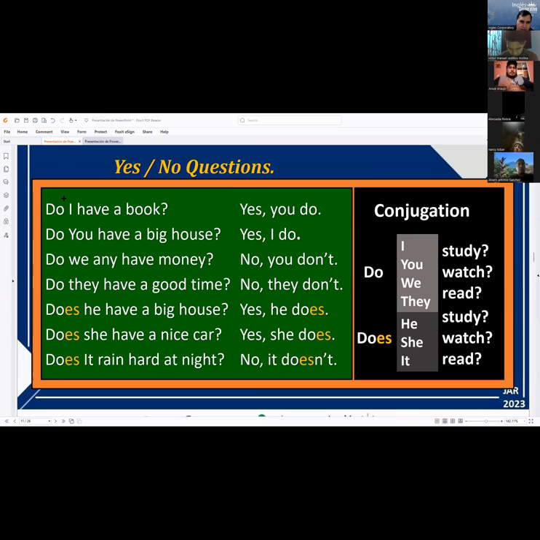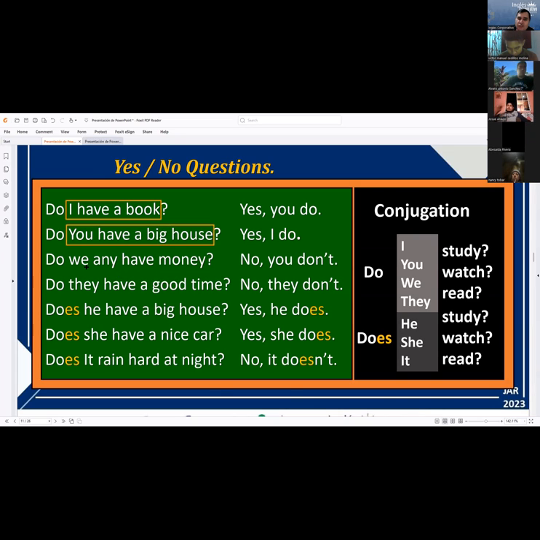The normal sentence is, I have a book. To make a question, you add do and you add the question mark. Do I have a book? Or you have a house. Do you have a house?